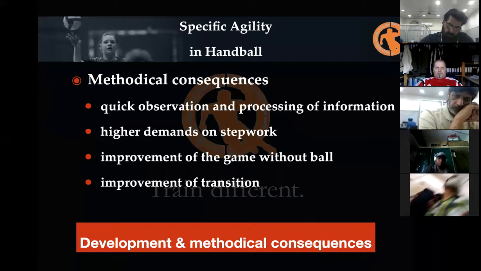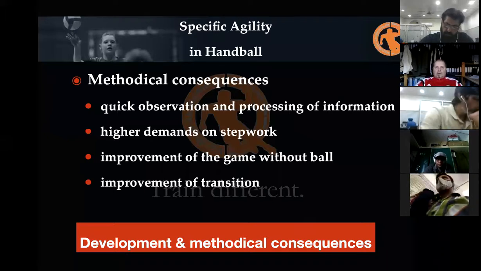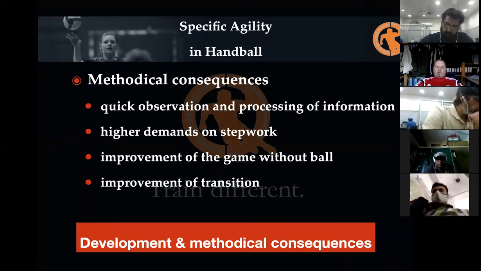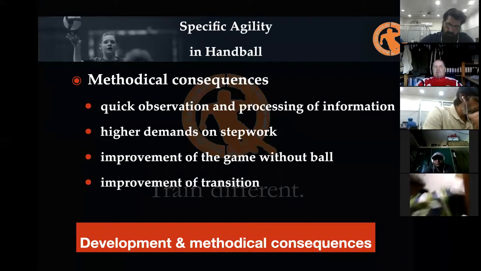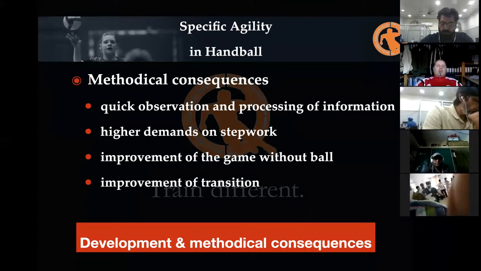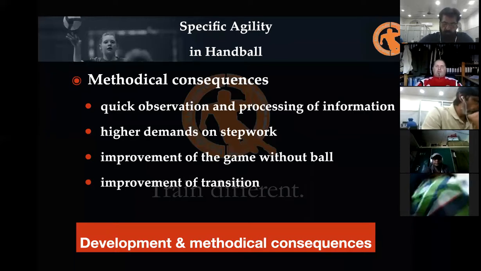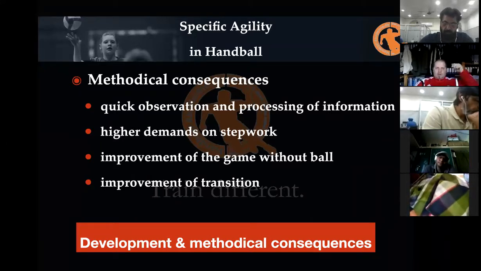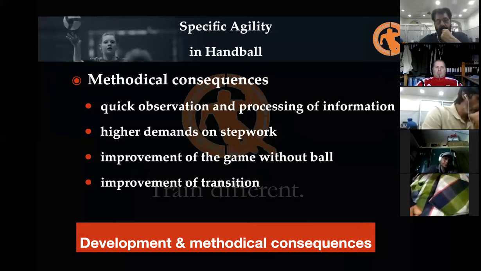And as more attacks are played on the court, the improvement of transition, switching from attack to defense and vice versa is needed. So it's obvious that if you have, for instance, 60 attacks per team per game, it's 120 attacks altogether. So that means that every 30 seconds on average, the players have to switch from attack to defense or the other way around, from defense to attack. And this transition process is something which has to be worked out in our training too.